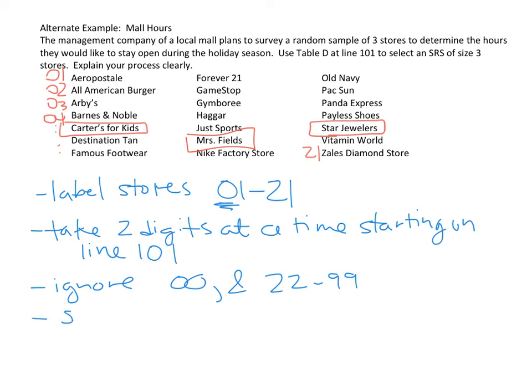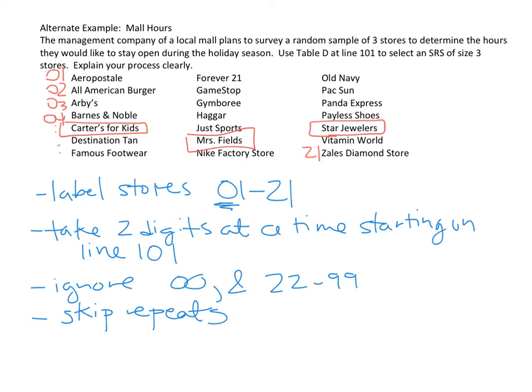And I'm going to skip repeats if they occur. Right? I don't want the same store twice here. Even if this isn't going to happen, I need to say that this is what I'm going to do. So I'm going to ignore the ones outside of my range. I'm going to skip repeats. And then I'm taking numbers, right?